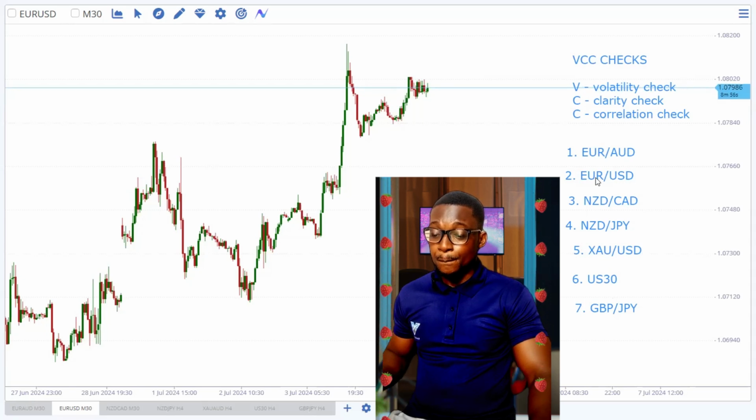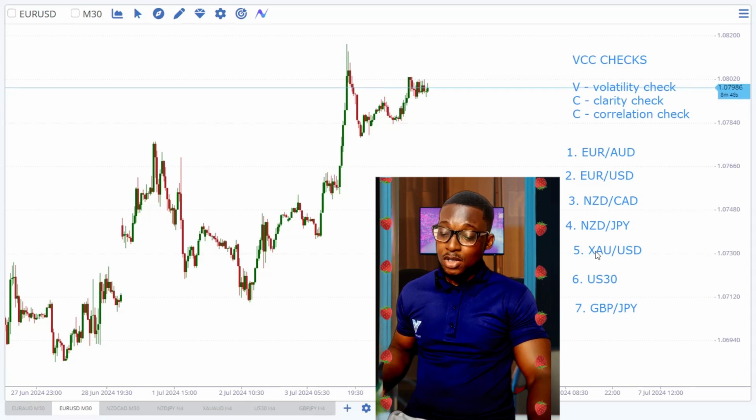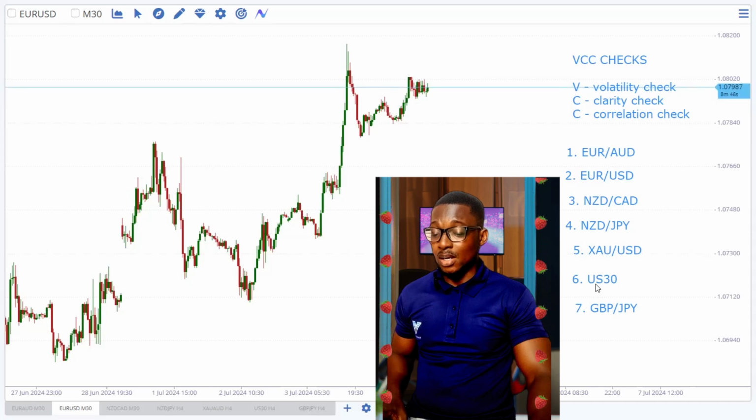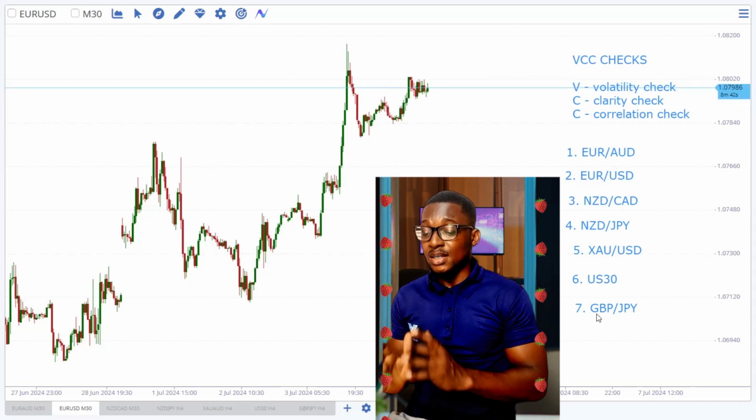A market like NZD CAD is volatile friendly. But a market like gold, USDT, they are highly volatile markets. Likewise, GJ can be moderately volatile. So these markets, they move so heavy.